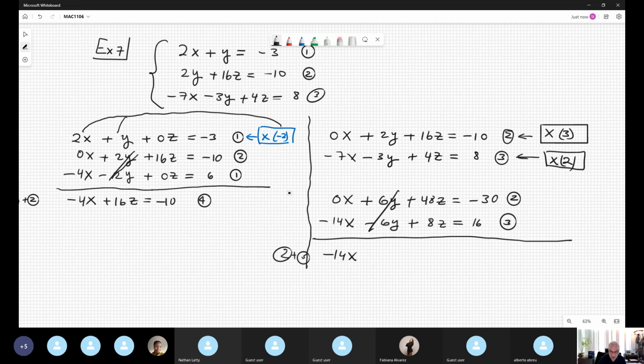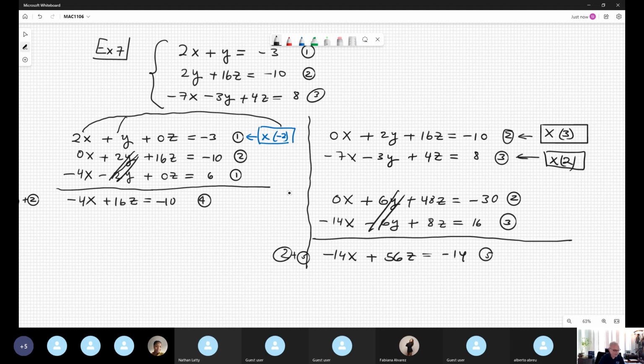Okay, this is elimination, the same variable. I am happy with this idea. Plus 56z equal negative 14. Because negative 30 plus 16 is negative 14. And this is my equation 5. And you put together 4 and 5.